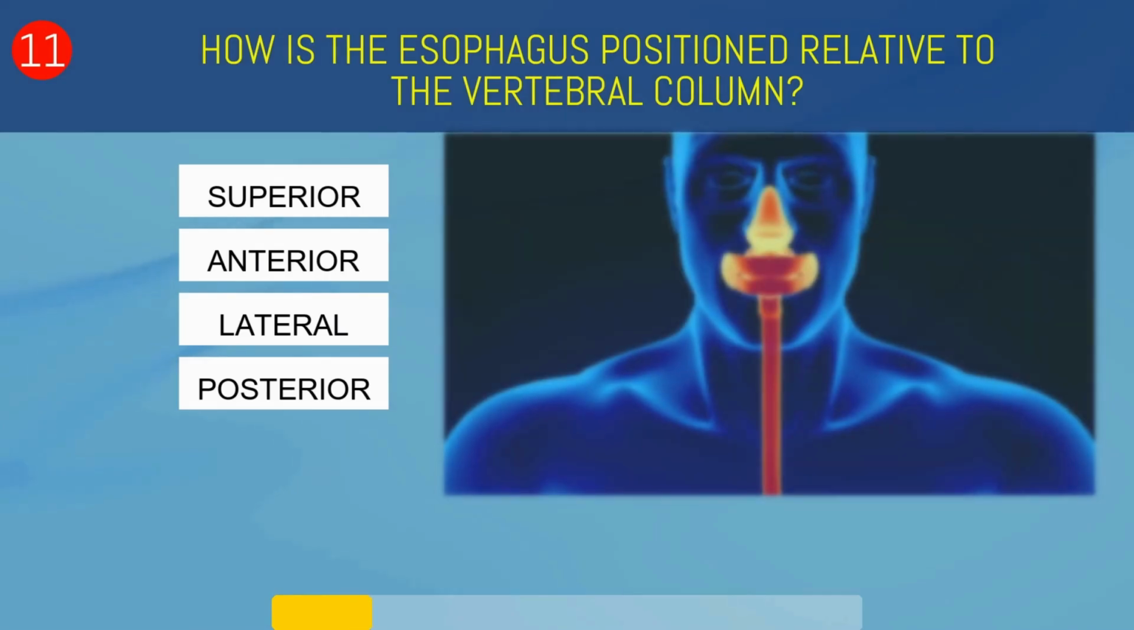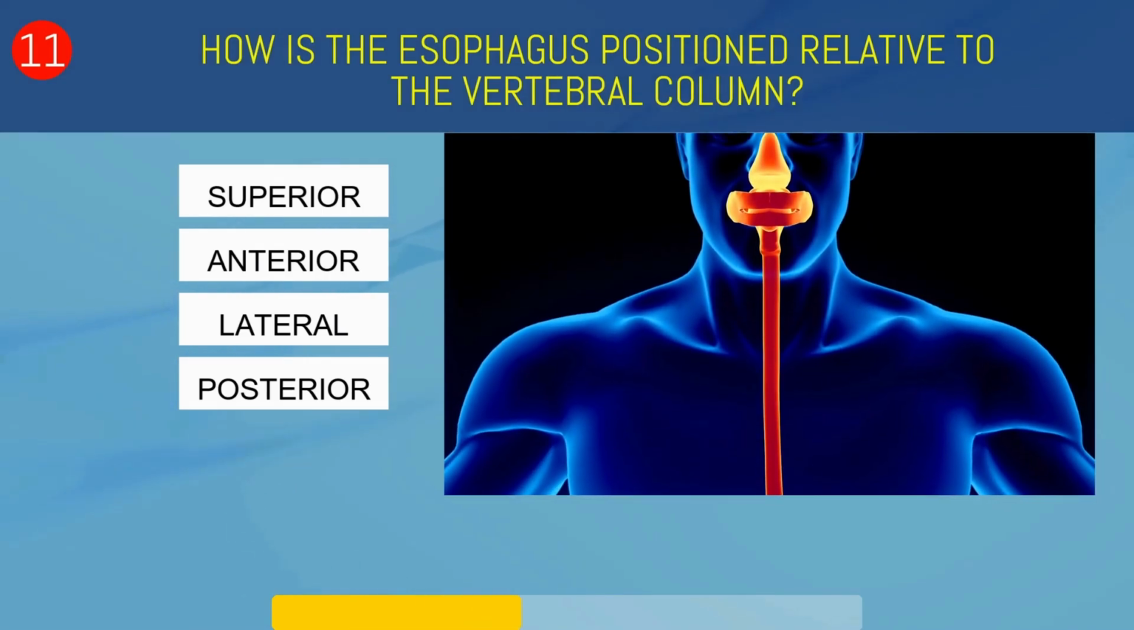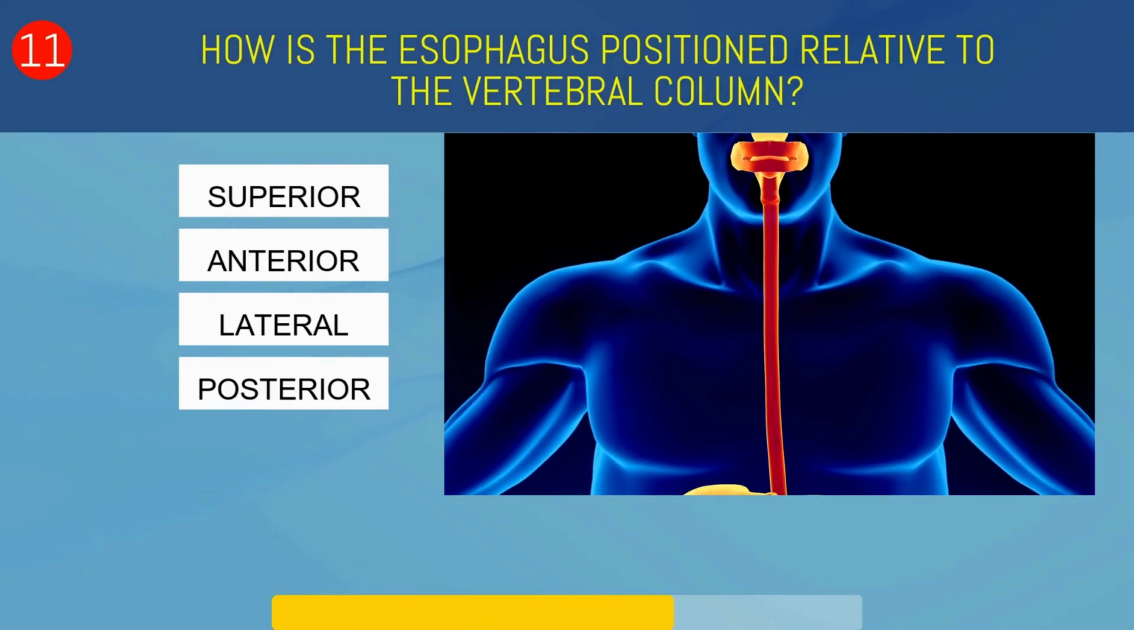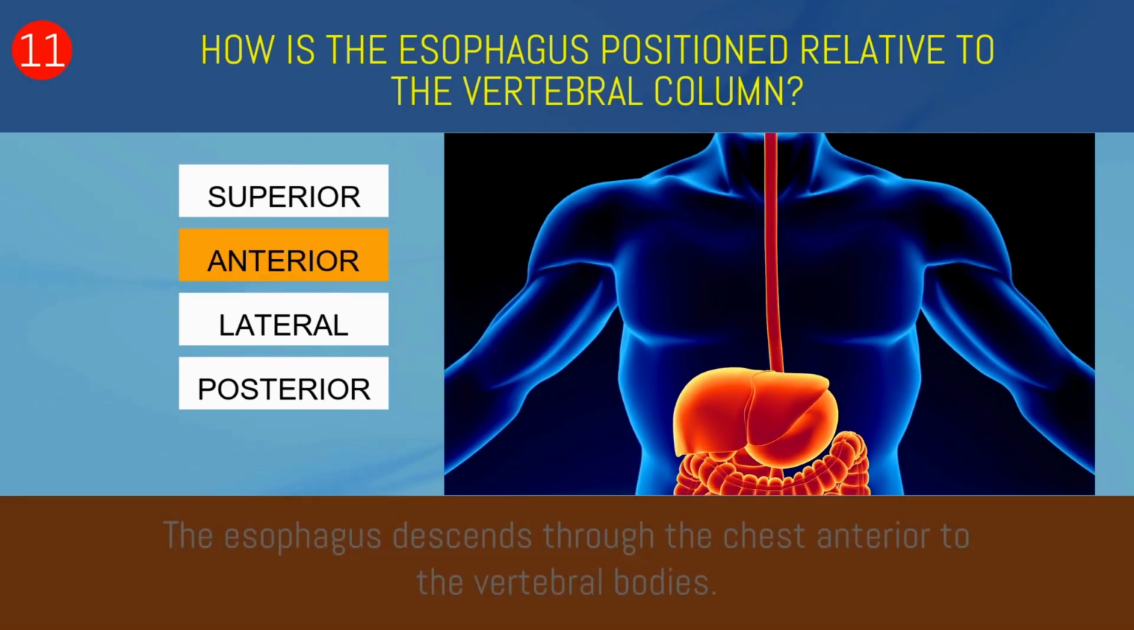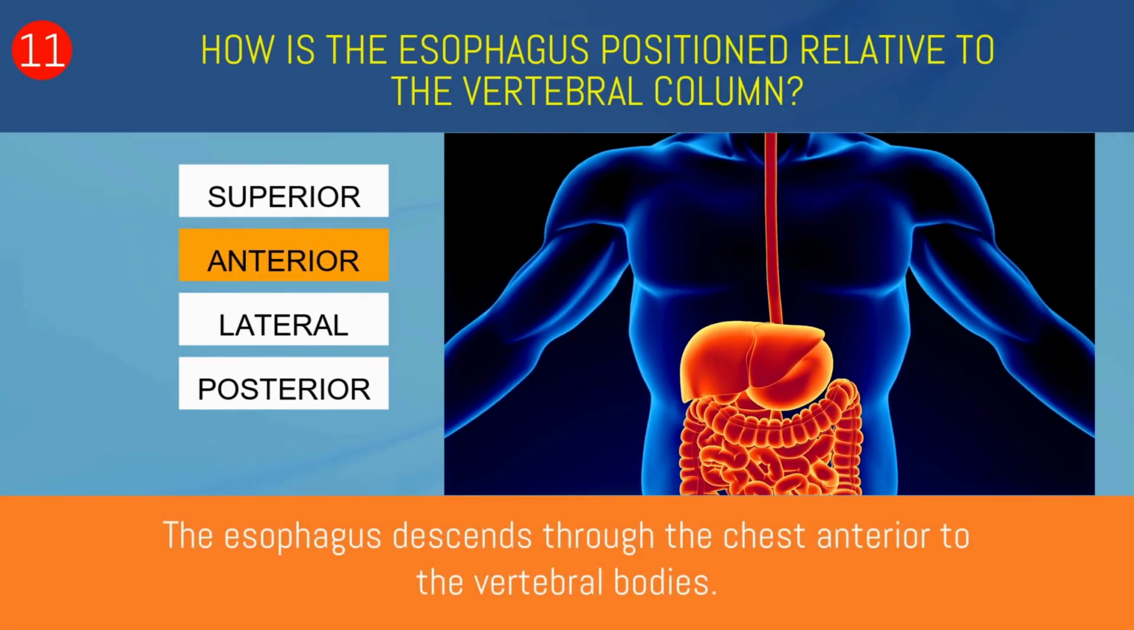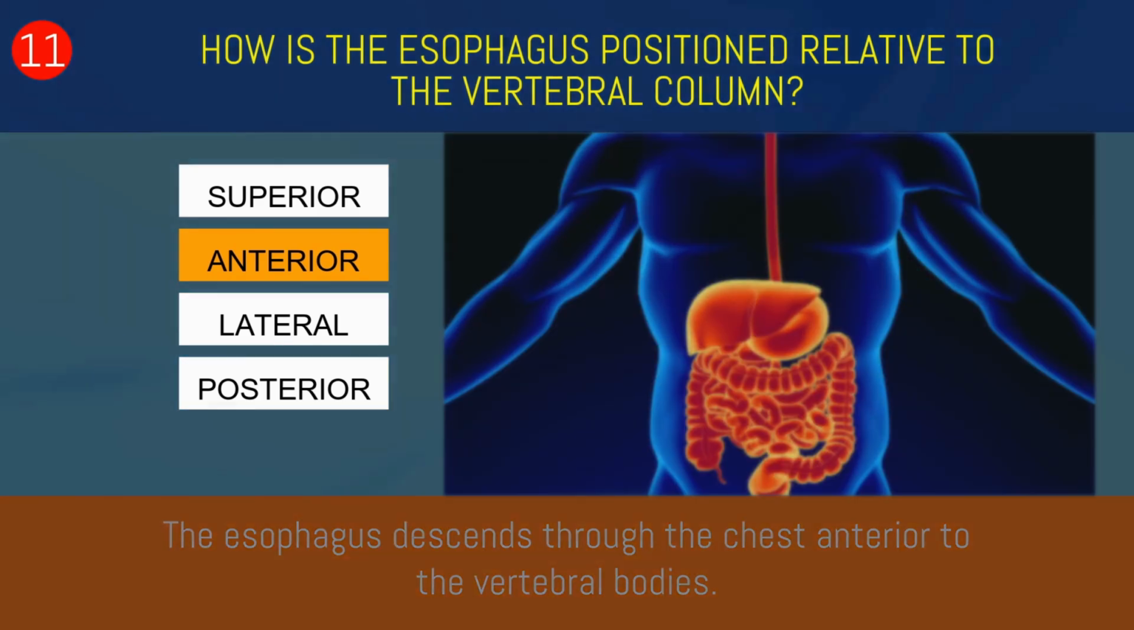How is the esophagus positioned relative to the vertebral column? Superior, anterior, lateral, or posterior? Anterior. The esophagus descends through the chest anterior to the vertebral bodies.